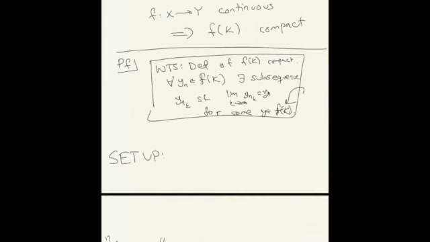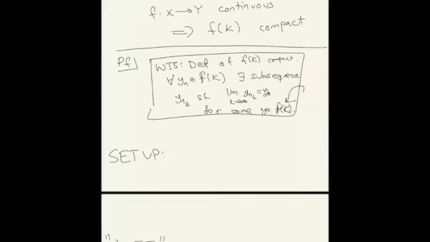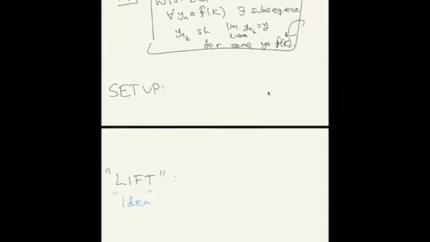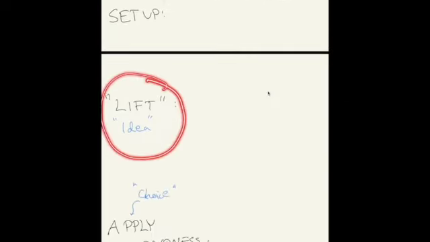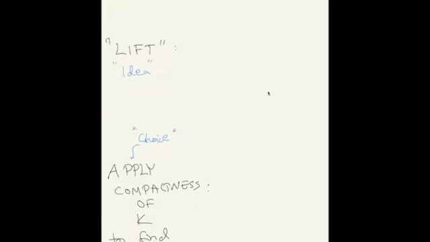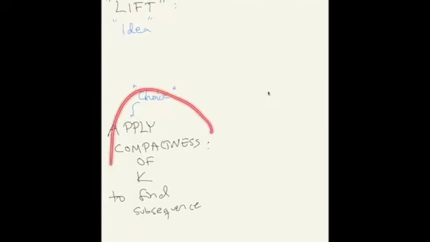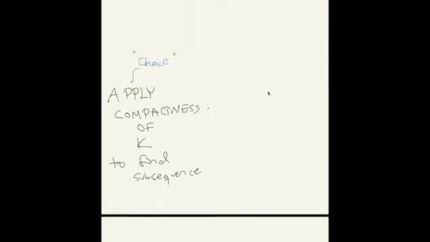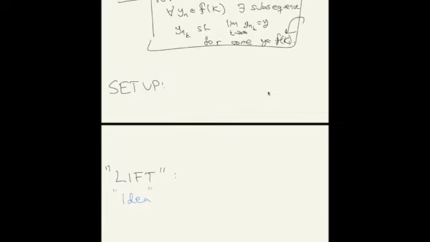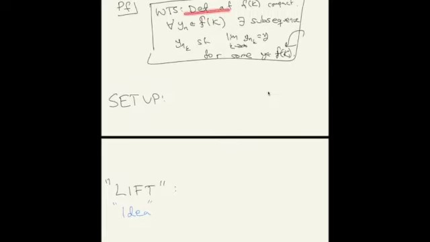Okay. So we're proving this. This proof has a few steps. There's a setup stage. There is the idea of how do we convert it to the compactness of K. So we have to find a sequence in K that corresponds to that. Then we apply the compactness of K, and then we use that to get our convergent subsequence and verify that everything works. So our setup opens up with the for every quantifier. So fix any sequence y_n in f(K).